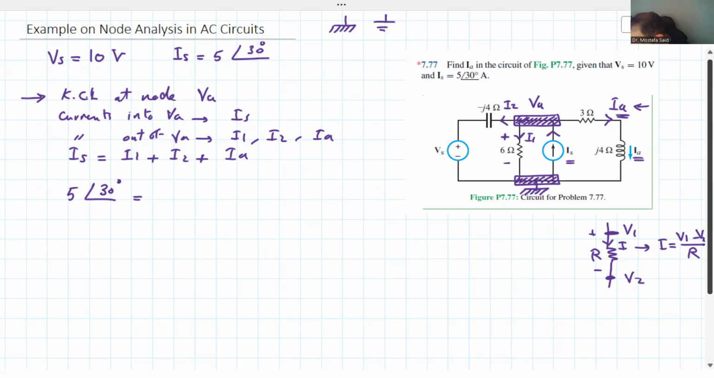So I1 will be VA minus 0, because this node is VA and this node here is 0, ground, over R, which is 6 ohms, plus I2. That's a little bit tricky. We know this node, VA, but we don't know this one. Let's figure this out.